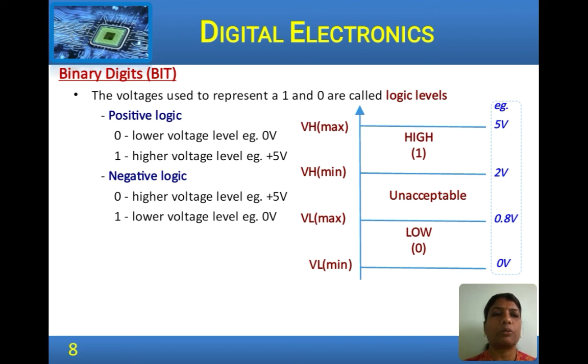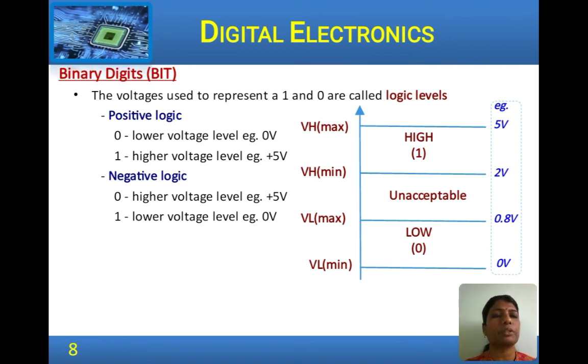Considering voltage logic levels, in positive logic, a 0 is represented by a lower voltage level and 1 by a higher voltage level. For example, 0 volt represents logic 0 and plus 5 volt represents logic 1, or it could be minus 5 volt represents logic 0 and 0 volt represents logic 1. And in negative logic, 0 is represented by the higher voltage level and logic 1 is represented by the lower voltage level. Example, plus 5 volt for 0 and 0 volt for 1.